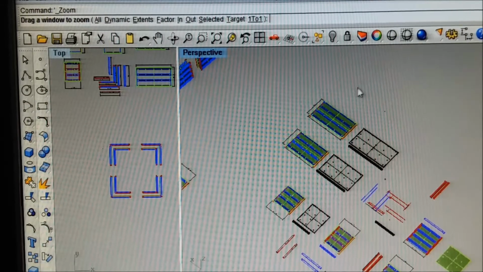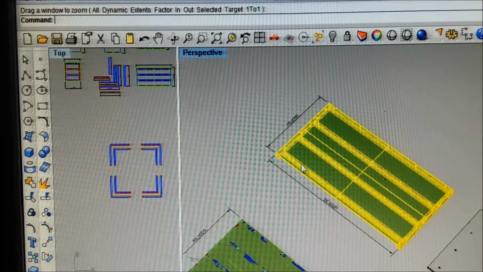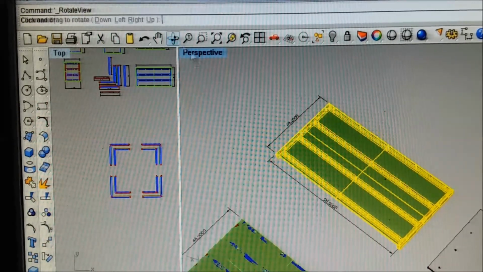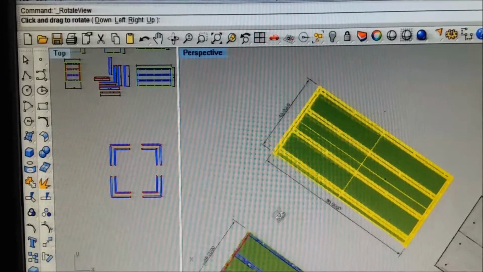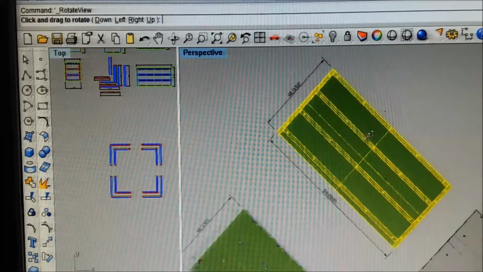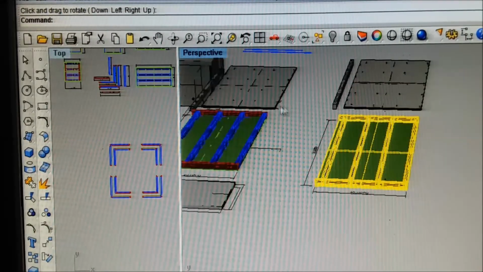We can look at a full-size form here, I thought. Okay, we'll just turn the thing.